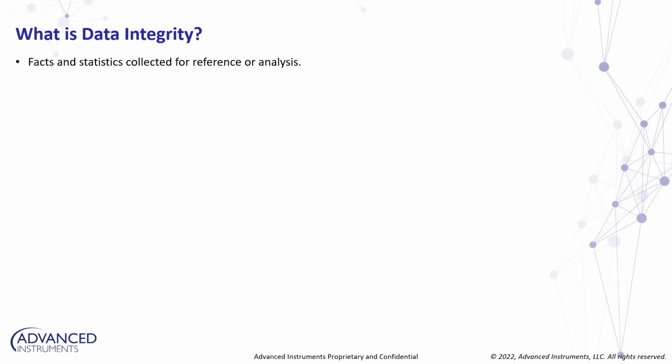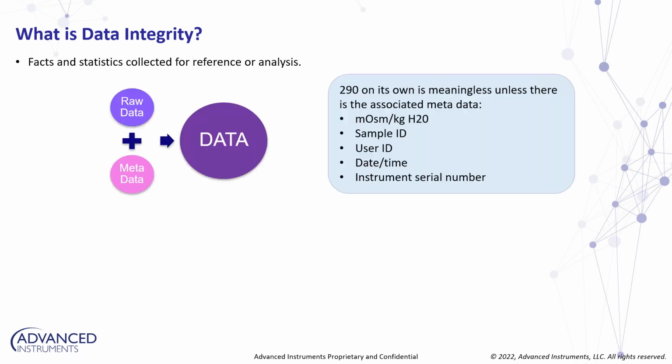So if we say facts and statistics that are collected for reference or analysis, that is what data is, right, at its core. So it's basically raw data. Metadata gives you the real data that all of you are working with on a day-to-day basis. But what does that mean?